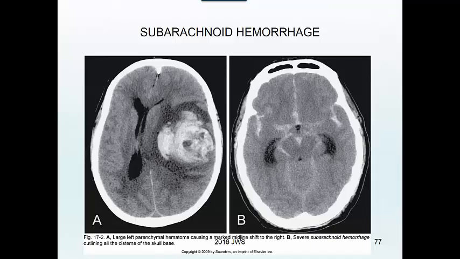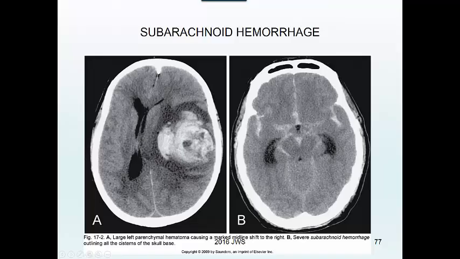In this slide, image A is a large left parenchymal hematoma, which is causing a midline shift to the right. The blood is white, a big round white area you see there on the left. It's inside the brain parenchyma. Now this would be an intracerebral hemorrhage because it is within the brain tissue. It's not out here on the edge. It's not inside the sulcus. The falciform ligament, I think that's what that's called.